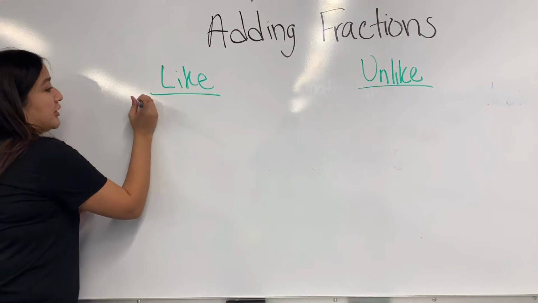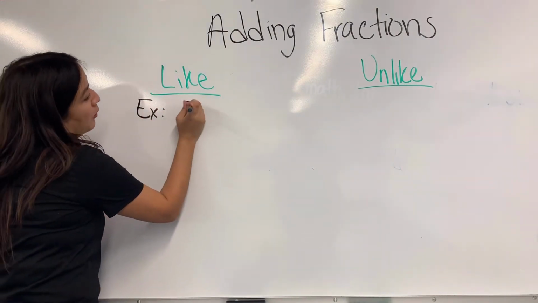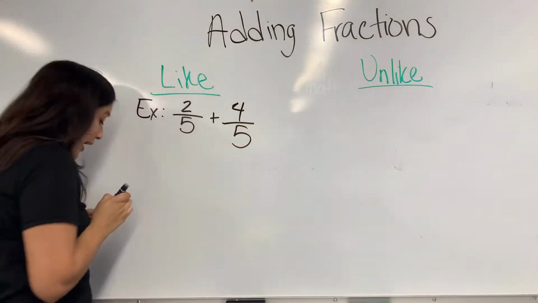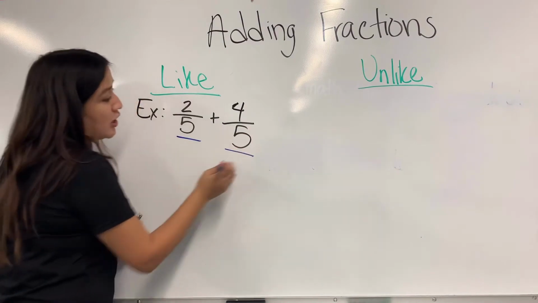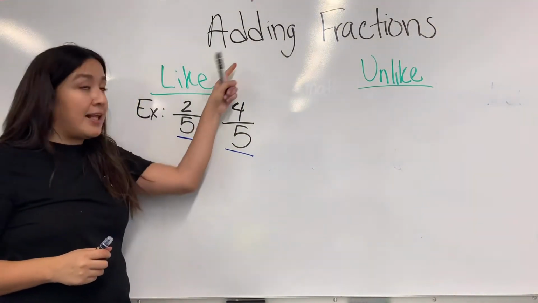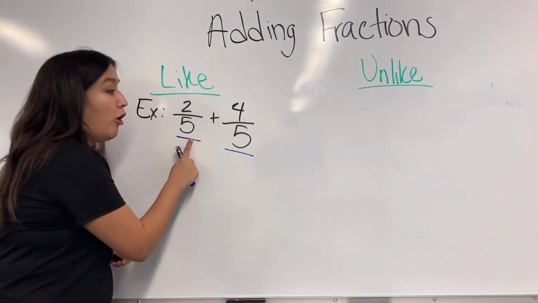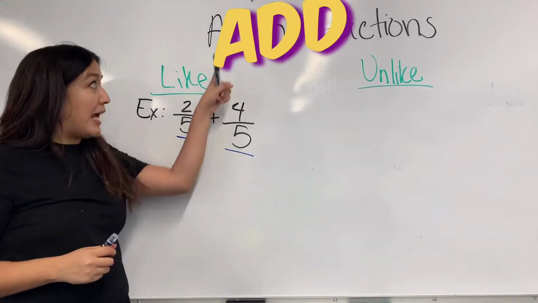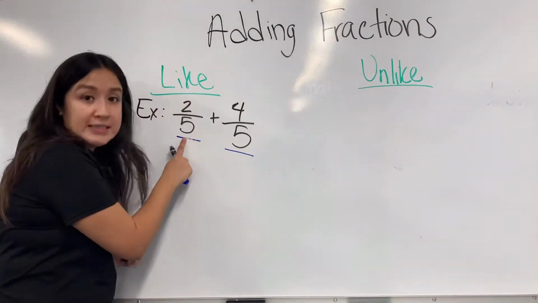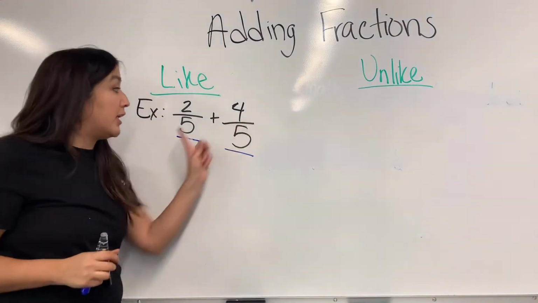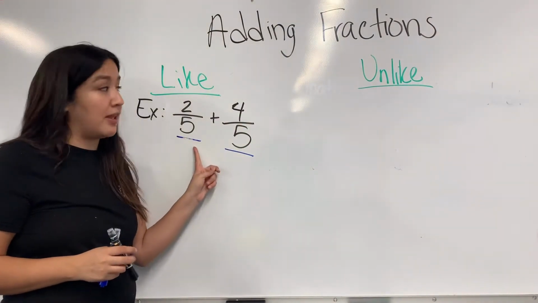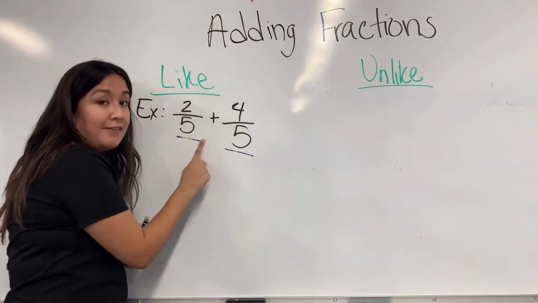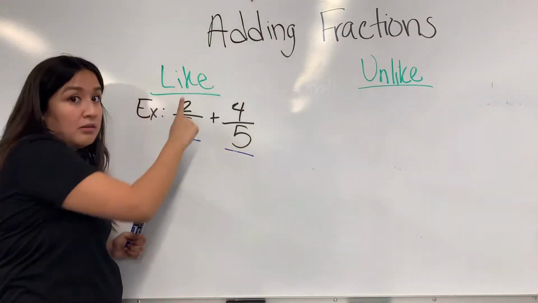Adding like fractions, this is my example. Okay? We have 2/5 plus 4/5. They're like fractions because they have the same denominator. Every time we add, compare, or subtract, we always have to look at the denominator. If they are unlike denominators, we have to change them to like. I'm getting ahead of myself. We always have to make sure they have the same denominator every time we add, okay?